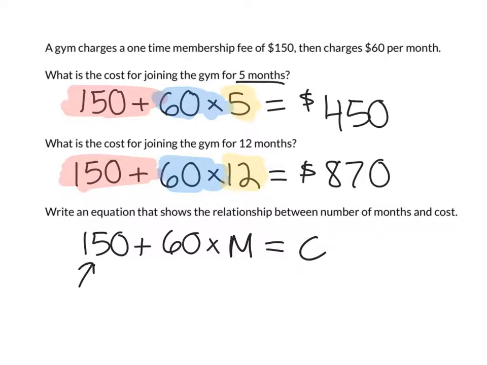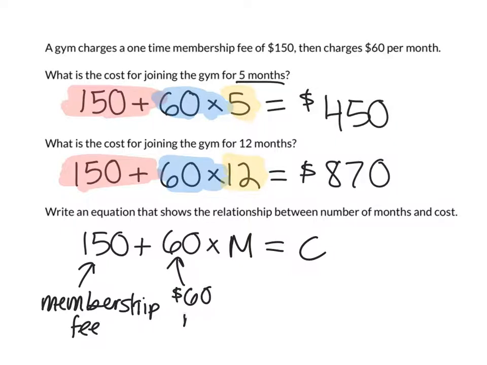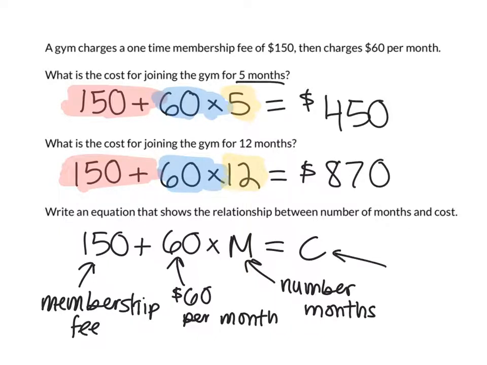So here is my 150, that's my membership fee. The 60 is $60 per month. M is the number of months, and C is our cost.